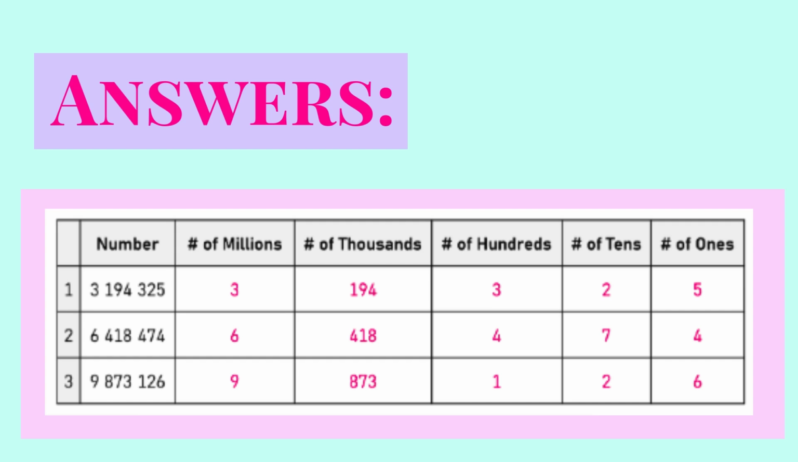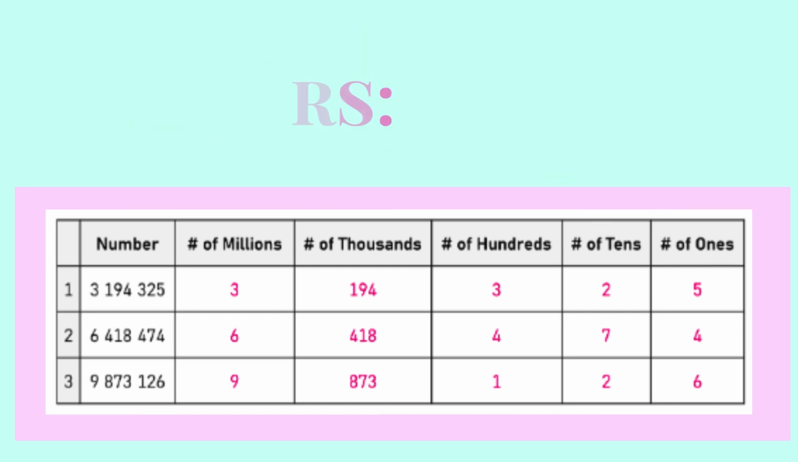In the third number, you were given the standard form number 9,873,126. Breaking that number apart, the number of millions are 9. The number of thousands are 873. The number of hundreds is 1. There are 2 tens and 6 ones.